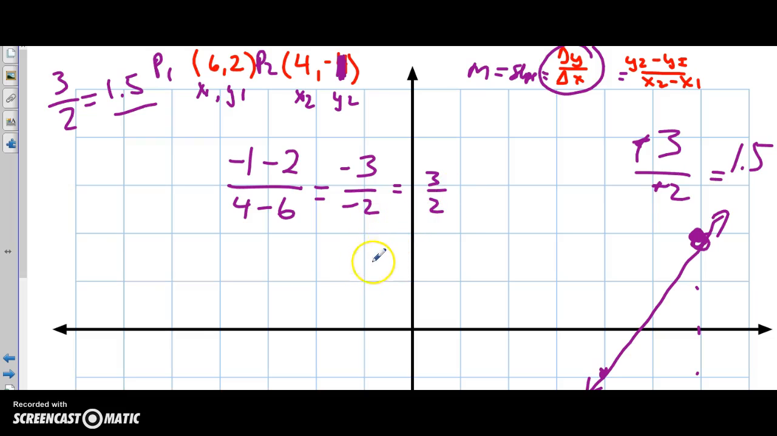Okay, that's how you find slope, either from the graph or through points. Delta y over delta x, rise over run, all that fun stuff.